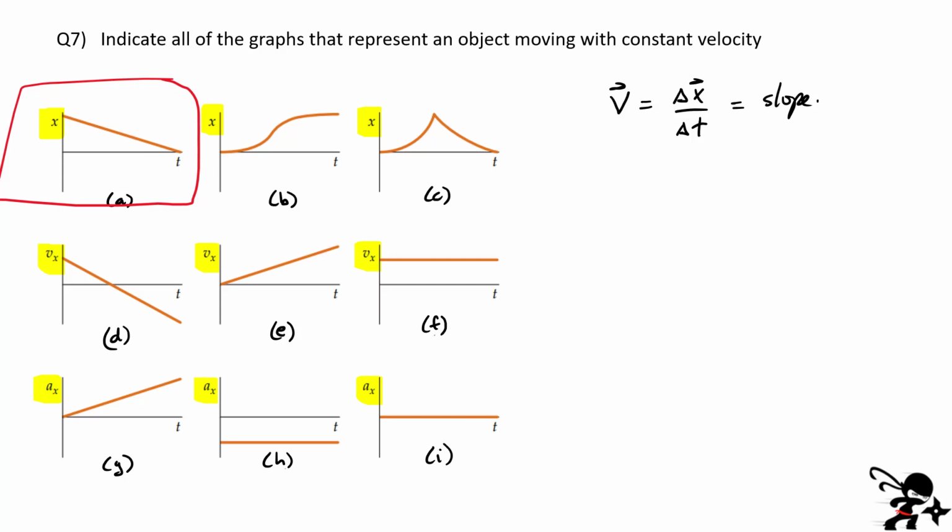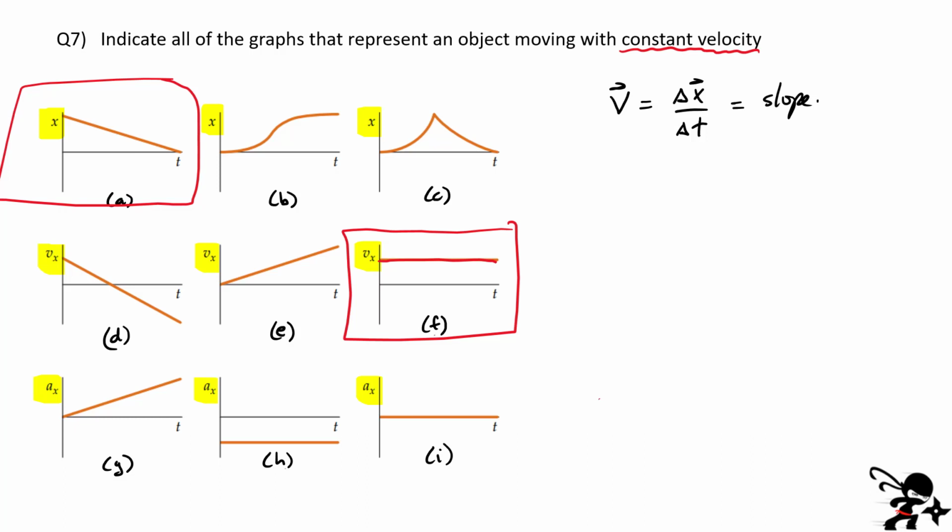If I have a velocity versus time graph and I want to have a constant velocity, well, the velocity has to be the same everywhere, right? So clearly this one here has to have constant velocity. These other ones here have velocity that is different for every moment in time. It cannot be constant. And the last one is acceleration.